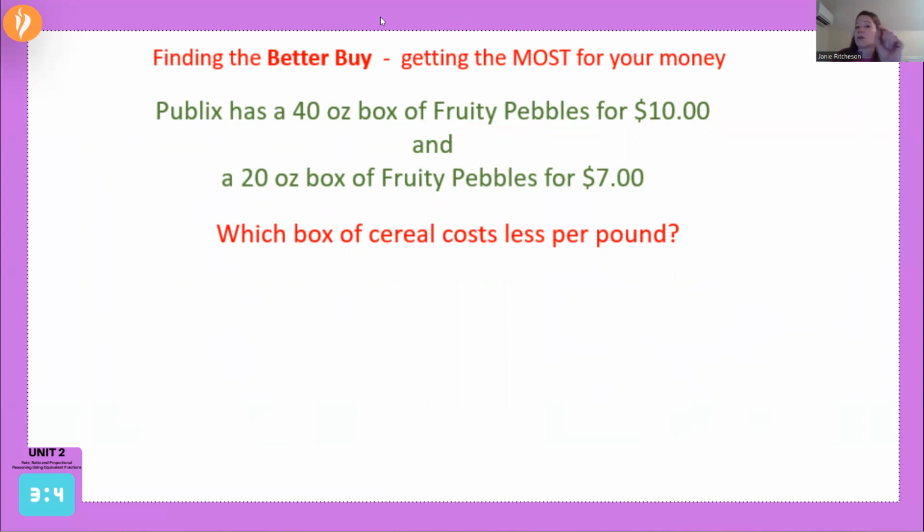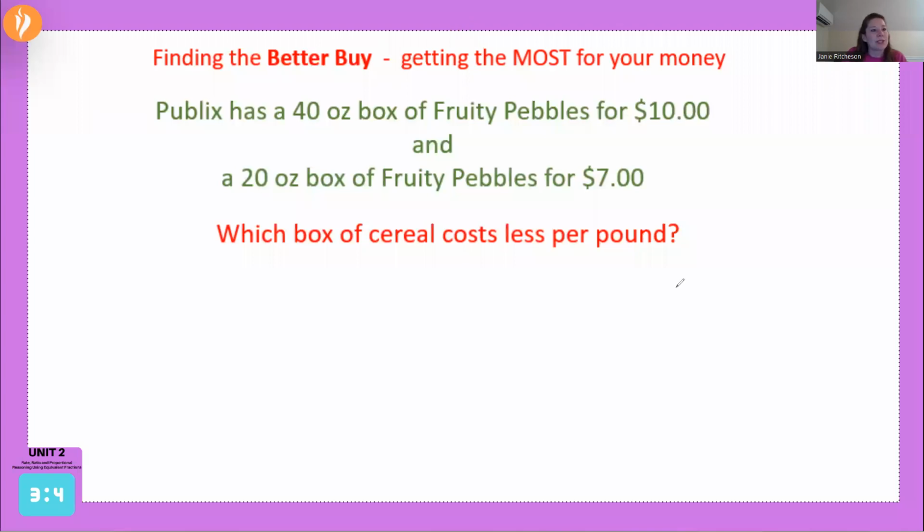And almost always, not always, but a lot of times, most of the time, the bigger package is actually the better buy, even though when you go to the cash register, you're going to pay more for that actual bigger box, but you're actually spending less per ounce or per pound or whatever the quantity is it comes in. All right, so let's see about these 2 boxes of cereal. Which one's going to be the better buy?